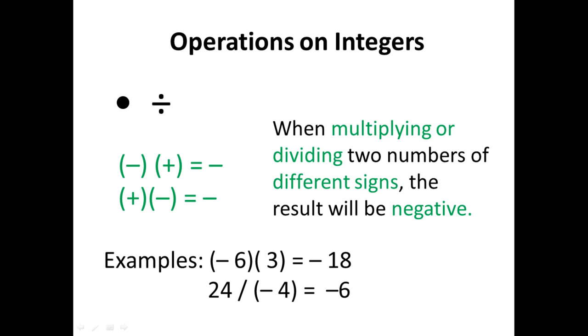Okay. Hopefully that explanation gives you a better understanding of the operations on integers. We'll do some examples here. Negative 6 times positive 3 is equal to negative 18. 24 divided by negative 4 is equal to negative 6. Okay. So the thing to remember when multiplying or dividing is that you just do like you normally would. It's just the sign of the result that you need to be careful with.